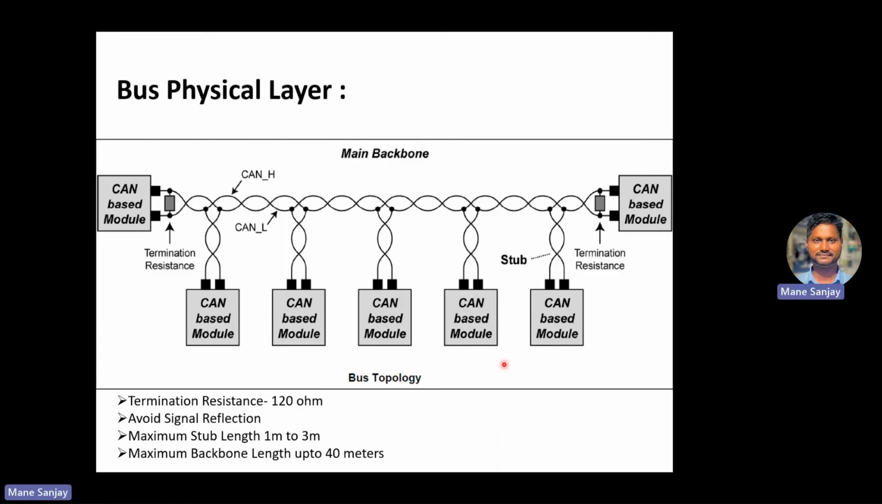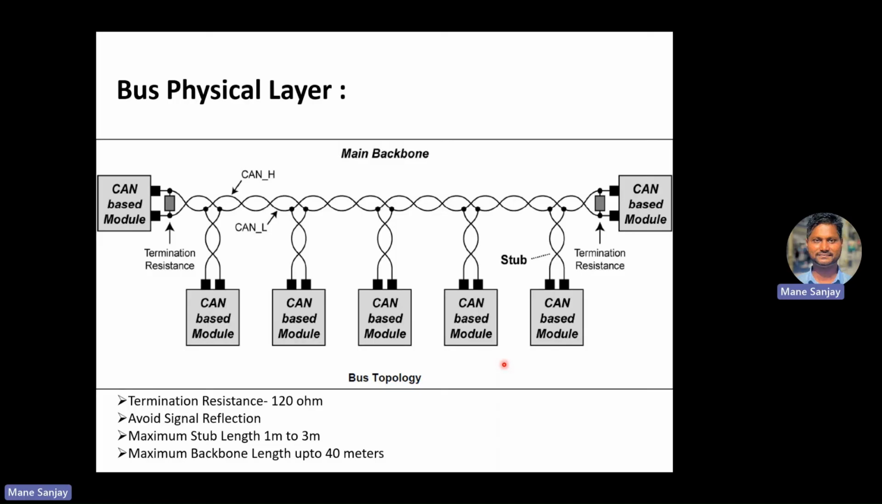So till now we started with the CAN structure. What are the different terminologies used? What are the different parts of the CAN bus? Starting from the CAN controller, CAN transceiver, then the CAN bus, then we jump to the data frames, then remote frame, error frame, and now we are jumping to the next level, that is the physical layer.